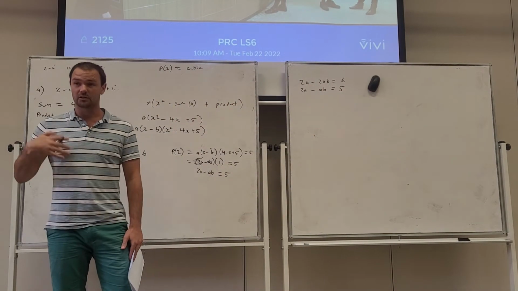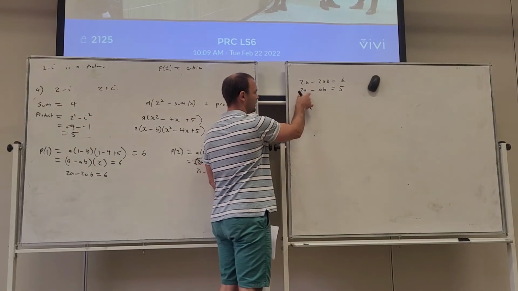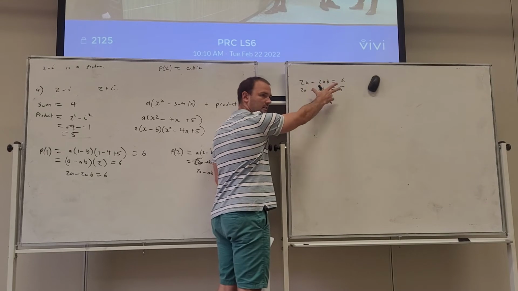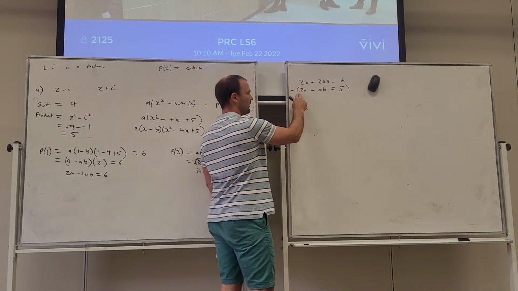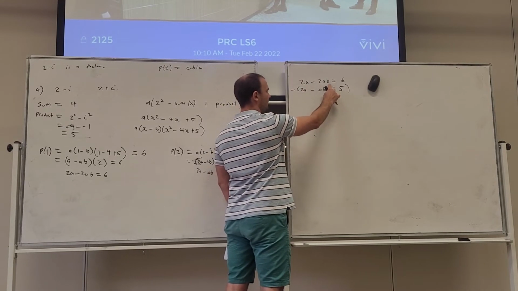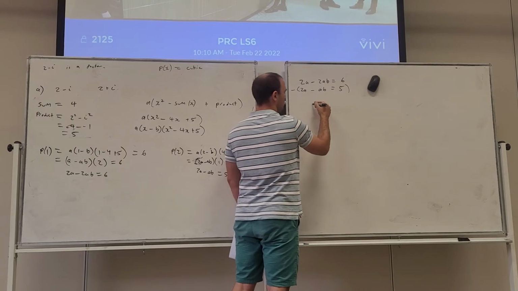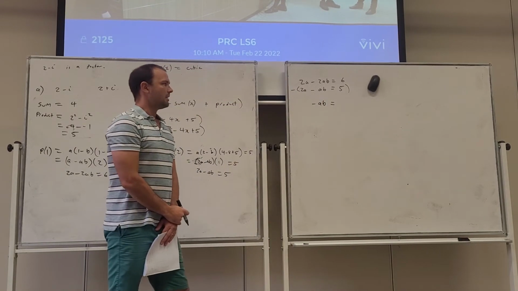Alright, so first let's use elimination actually, because we can see that they're going to cancel nicely. I'm going to do the top equation, take away the bottom equation. Top one, take away the bottom. So we've got 2a take a, that's take 2a, that part's going to cancel. And then I have minus 2ab plus ab, that's going to give me minus ab. And 6 take 5, 1.